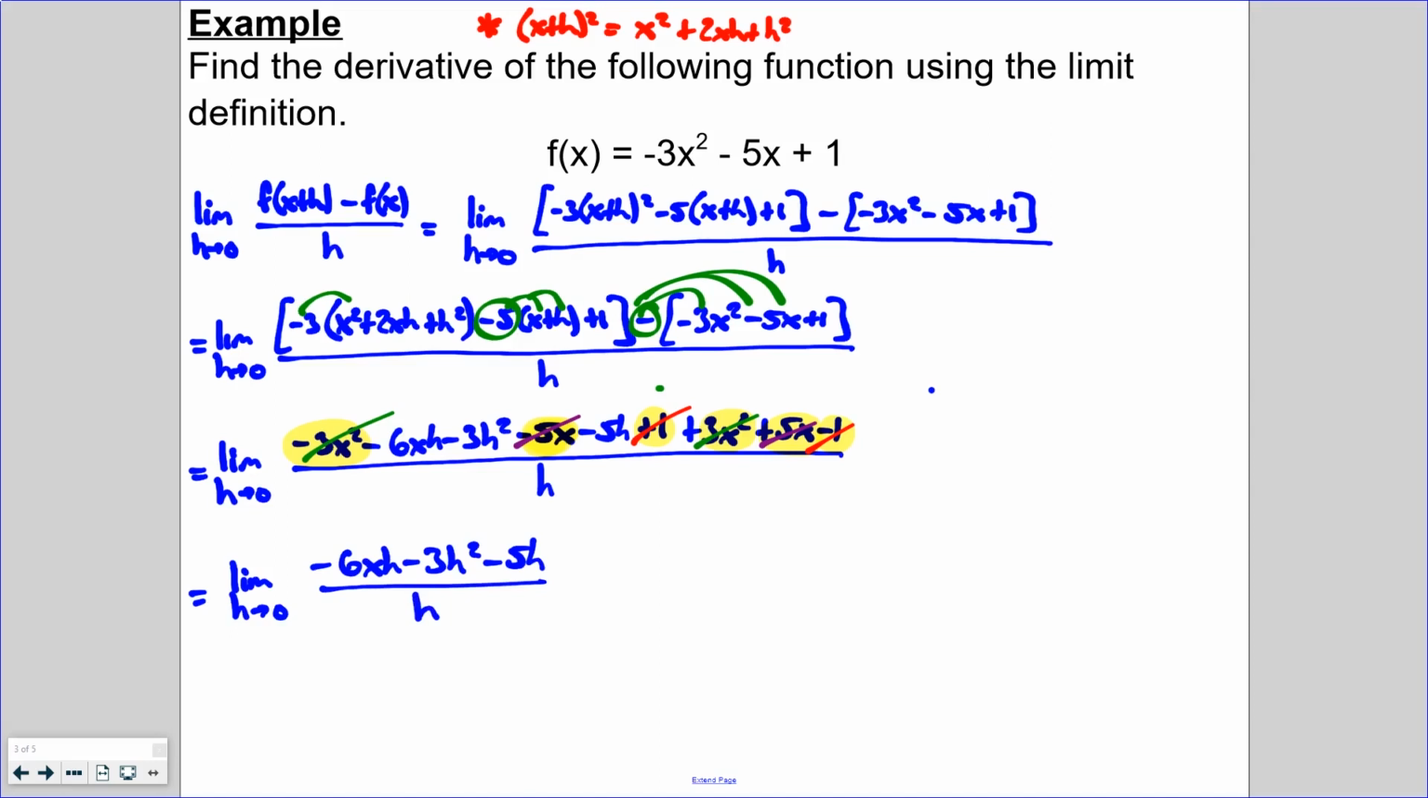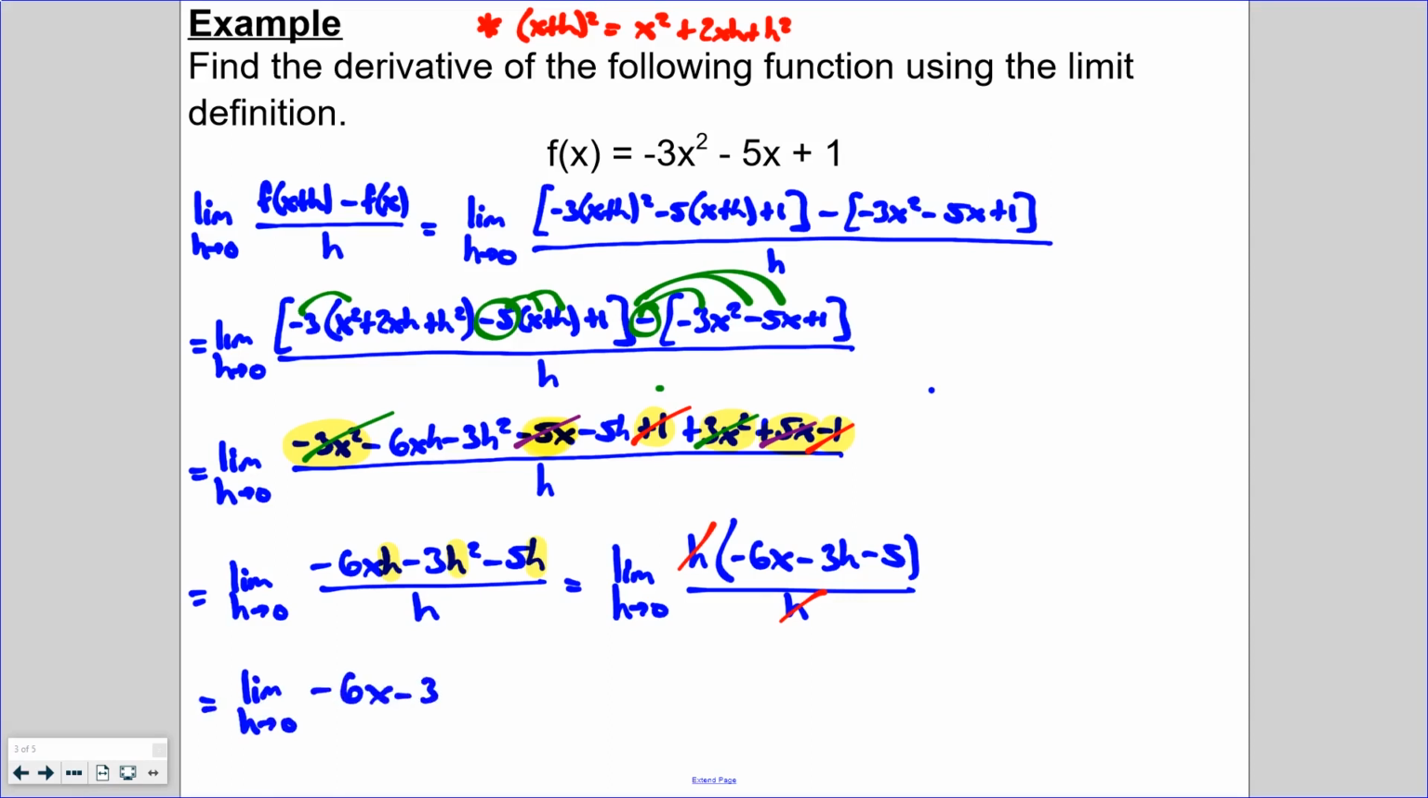And just like the previous example, every term in the numerator has an h in it, which means we can factor an h out of the numerator, giving us h times the quantity of negative 6x minus 3h minus 5 all over h. Then the factor of h in the numerator and denominator will cancel out, leaving us with the limit as h approaches 0 of negative 6x minus 3h minus 5. Then we can do direct substitution, so negative 6x minus 3 times 0 minus 5, which is going to leave us with negative 6x minus 5 as the derivative.